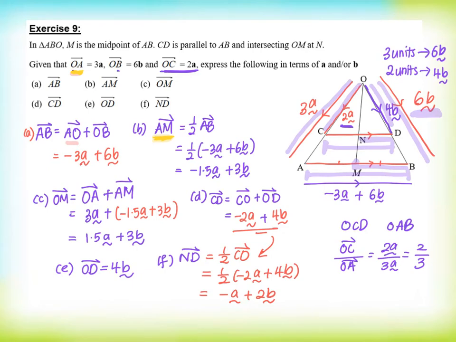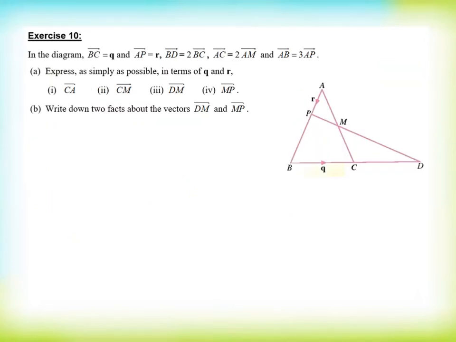Have you gotten the answers? Last question for the day. In the diagram, BC is given to be the vector Q and A to P is the vector R. So I have this small portion over here. Now they tell me that BD is 2 times of BC. So if BD is 2 times, then the vector B to D will be 2 times of the vector Q.